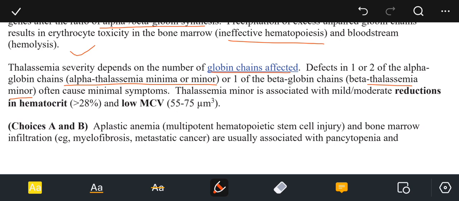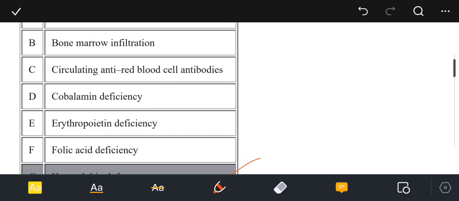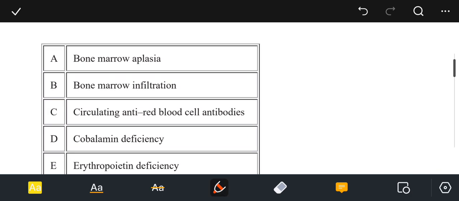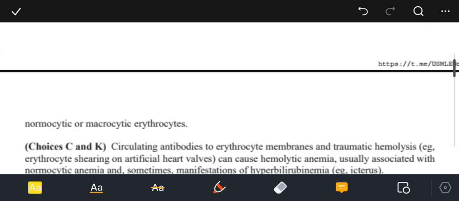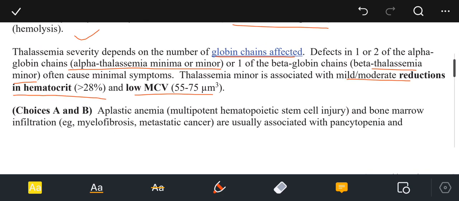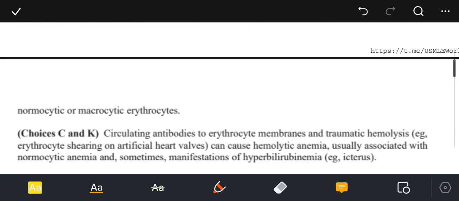Thalassemia minor is associated with mild to moderate reductions in hematocrit, more than 28%, and low MCV, 55 to 75 micrometer cube. The choices A and B, that is all the way over here. So there are a lot of choices to this question. Choice A was bone marrow aplasia and B was bone marrow infiltration. None of them were the options of choice because aplastic anemia, a multipotent hematopoietic stem cell injury, and bone marrow infiltration, for example, myelofibrosis and metastatic cancer, are usually associated with pancytopenia and normocytic or macrocytic erythrocytosis.